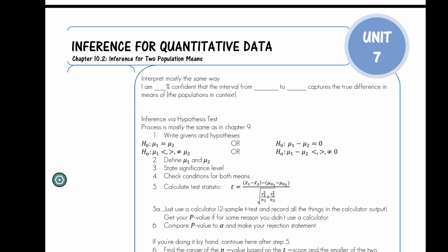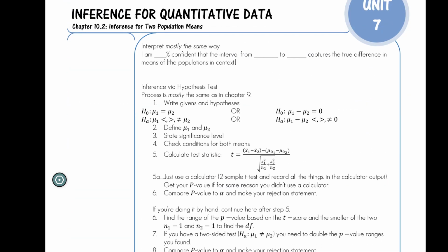Lastly, you interpret it mostly the same way. You are blank % confident that the interval from blank to blank captures the true difference in means of the blank, the population, whatever it is in context, okay? You can also do hypothesis tests. The thing that's interesting about this is a lot of times I'm going to be using this notation for my alternate and null hypotheses rather than doing this one, which I've used before. So just kind of be on the lookout for that.